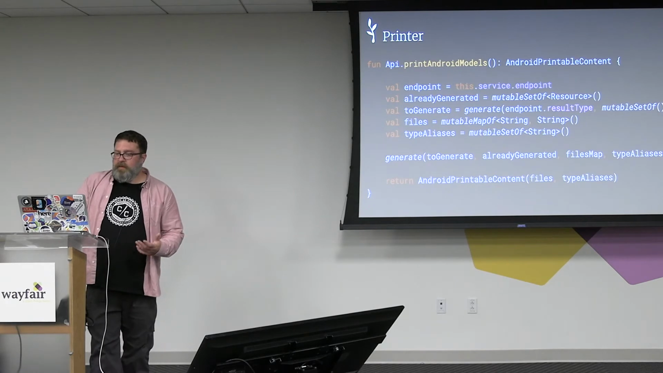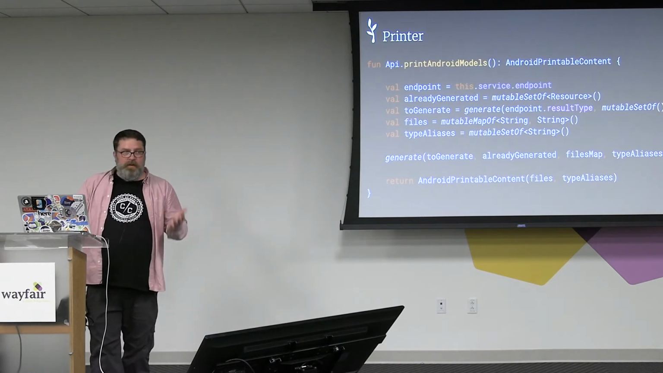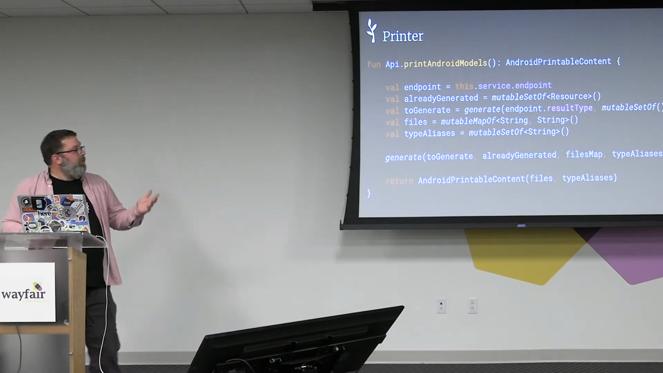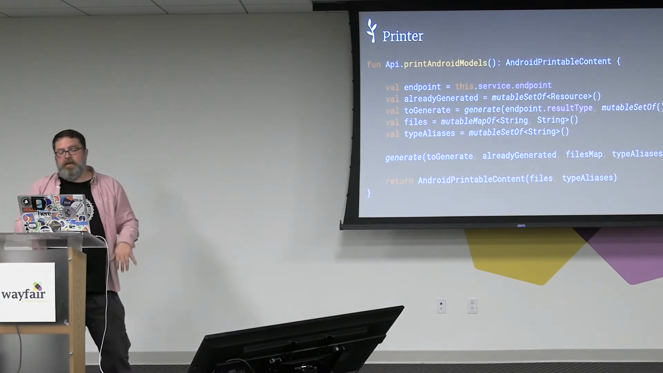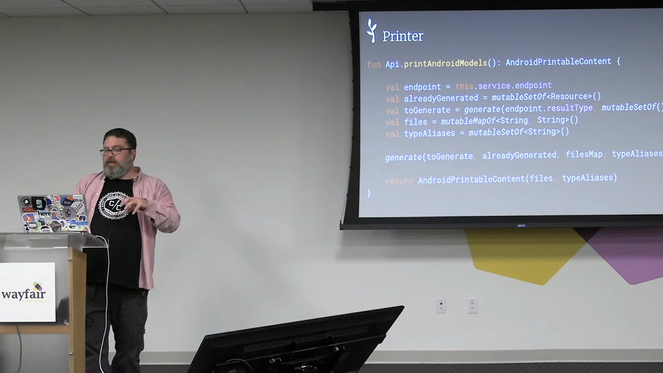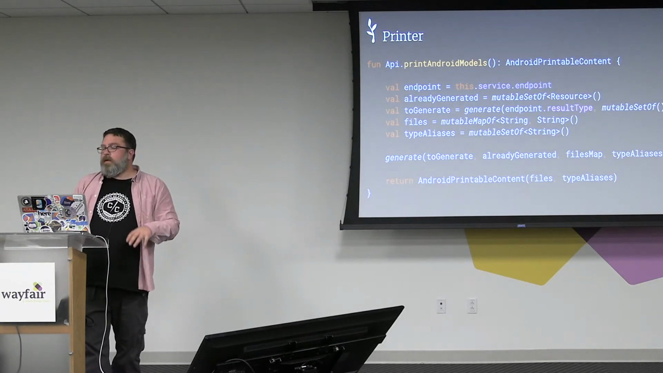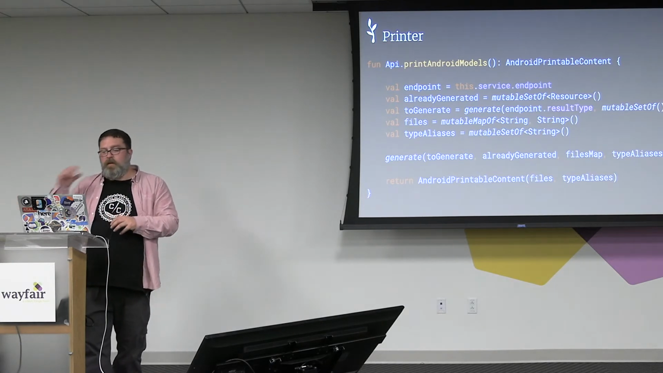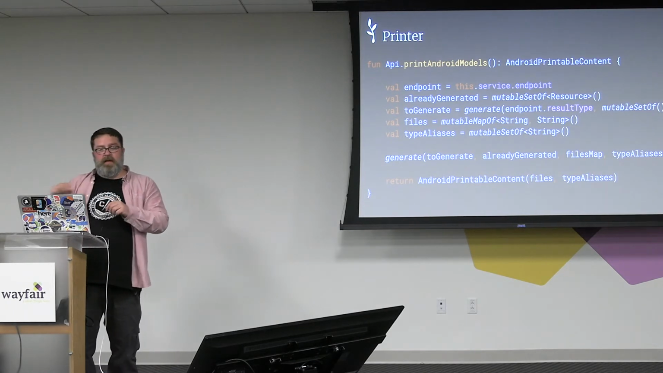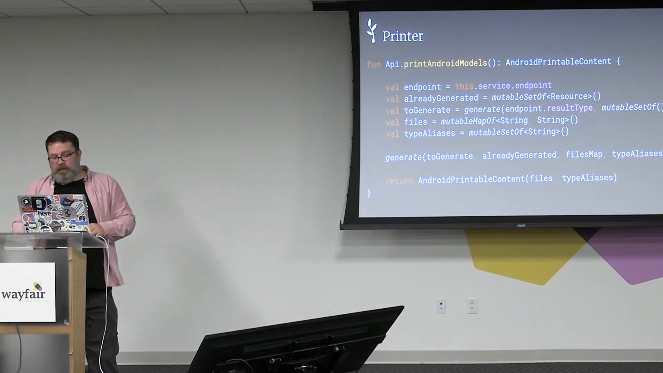And here's our printer. Don't worry, this is a lot of code for a slide, but it's just good to get a sense of that 30,000-foot overview of what's going on. Essentially, when we want to generate Android code from our DSL, we can do that by having a private understanding of it to print Android-specific code. We would also have a print iOS models function as well.